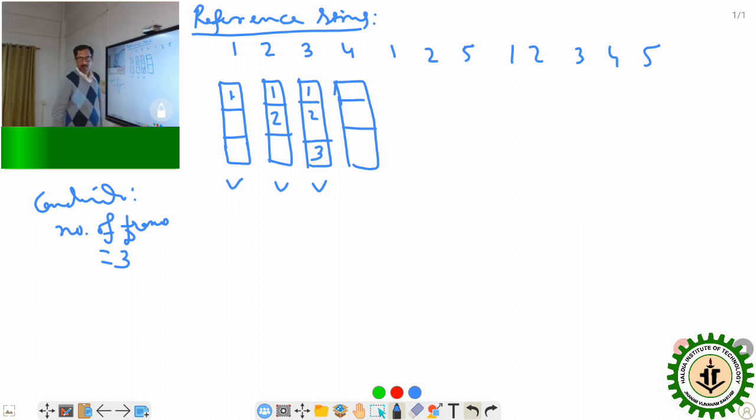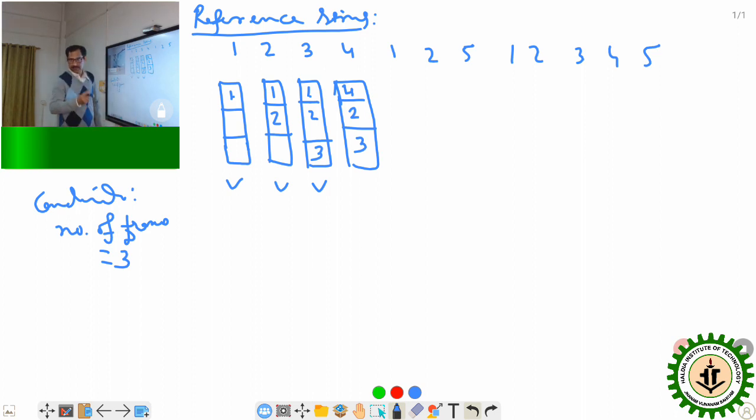Now the question is which page will be replaced by 4. The first in, first out page replacement algorithm states that we replace the oldest page, the page which came into memory first. Among these pages, which page came into memory first? Reference page 1. So page 1 will be replaced by the new page 4, which is required by the process at this moment. So 1 is replaced by 4 and the other 2 pages remain the same.